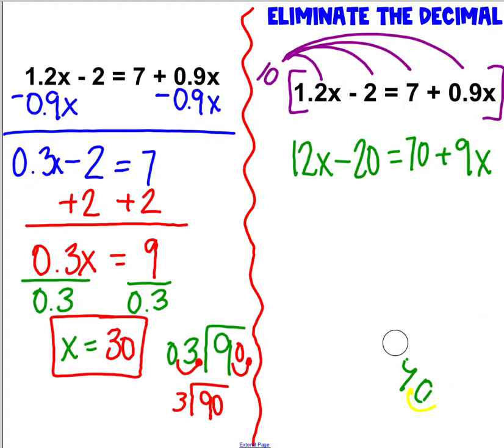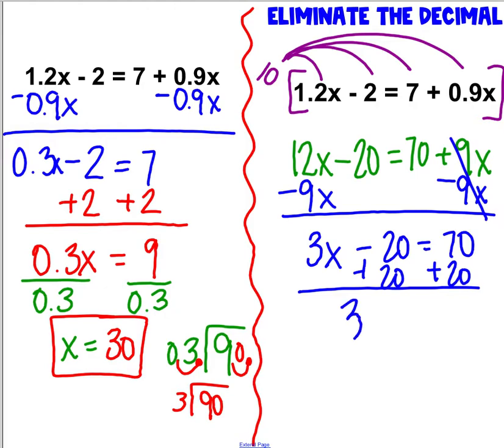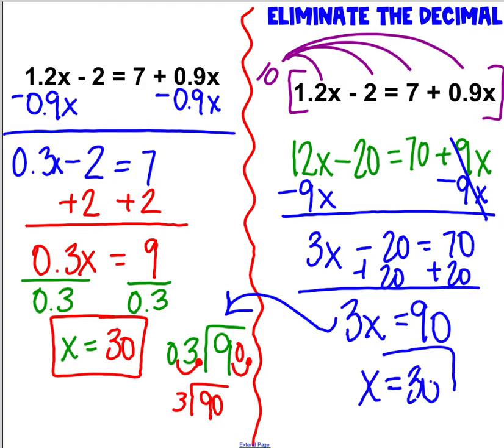Now, look at my equation. No decimals. Woo! So let's solve it. Let's move our variables first. Let's get rid of my lesser coefficient by subtracting 9x. So I'm left with 12x minus 9x is 3x is equal to minus 20 equals 70. Let's add 20 on both sides. And I'm left with 3x equals 90. Look at that. Didn't we just do that over here? X is equal to 30.